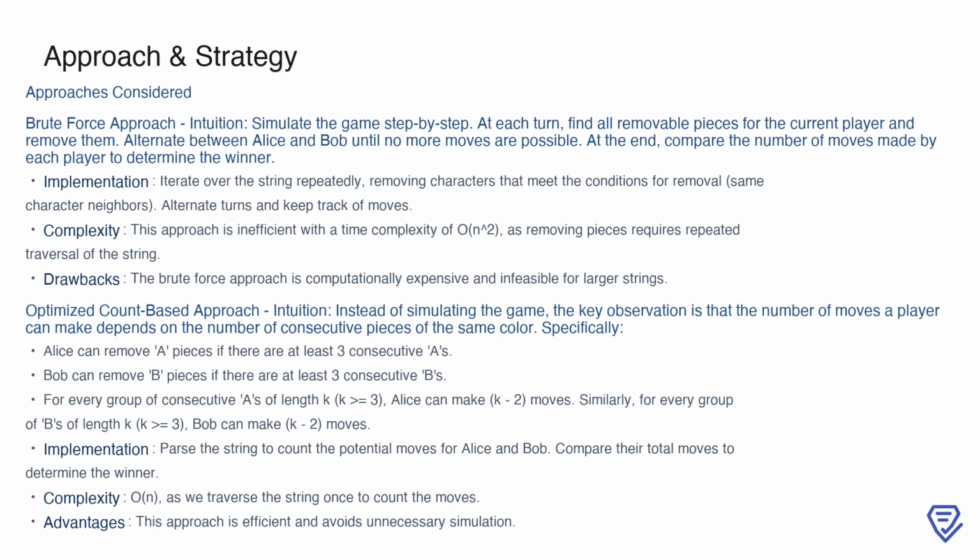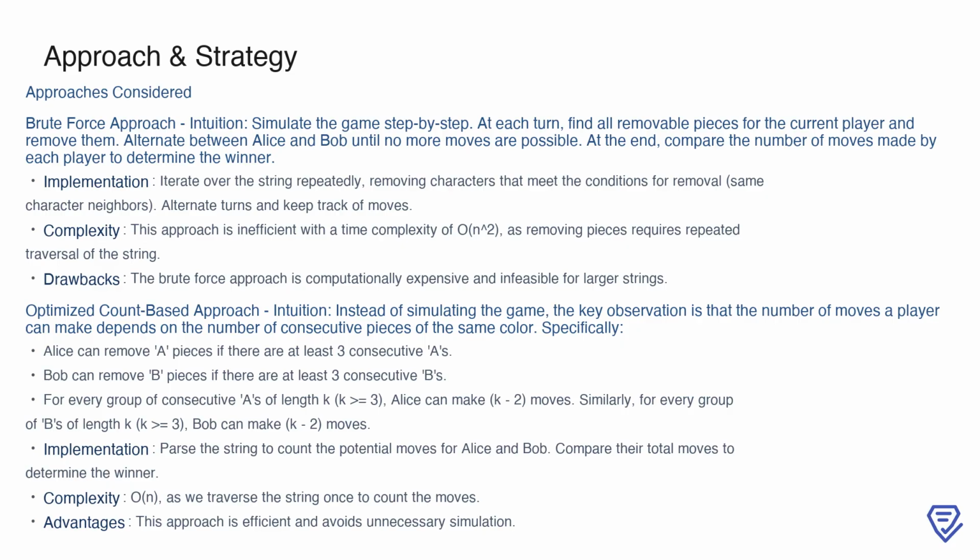To solve this problem, we can explore a few different approaches. The first is the brute force method. The intuition here is to simulate the game step by step, alternating turns between Alice and Bob. On each turn, you identify a removable piece for the current player and remove it. This process continues until no more moves are possible. At the end, the winner is determined by comparing the total number of moves made by each player. While this approach is simple to understand, its implementation involves repeatedly traversing the string to remove characters, leading to a time complexity of O(n squared). This makes it computationally expensive and impractical for larger strings.